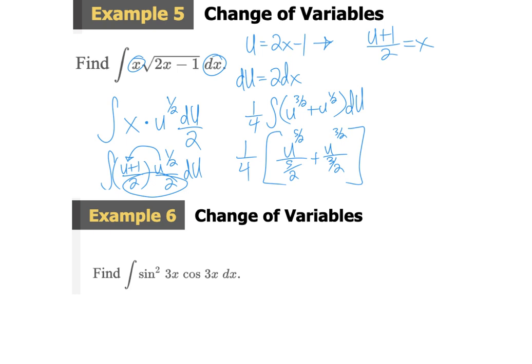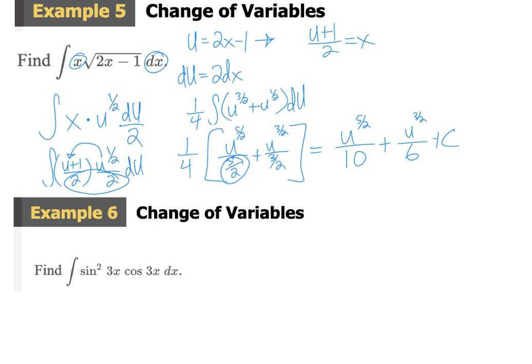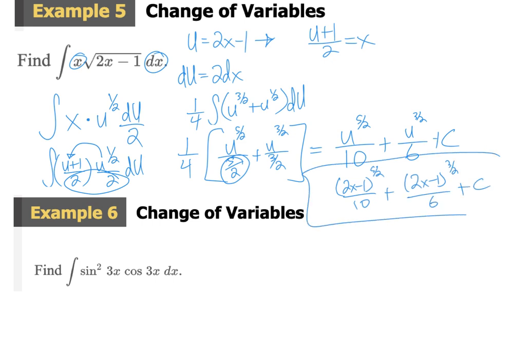Okay. When I do this, I'm going to get u to the 5/2. The 2 will cancel out when I multiply by the reciprocal. Multiply by 2/5. 2 and 4 will simplify, so I believe that's over 10 plus u to the 3/2. The 2's cancel, so 2 times 3 is 6 plus c. Our final step will be to substitute u back in. 2x minus 1 to the 5/2 over 10 plus, sorry, I was going to put something else. All right, 2x minus 1 raised to the 3/2 over 6 plus c. And there's the antiderivative from change of variables.